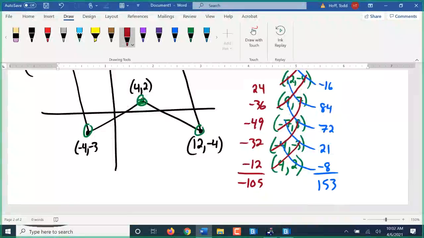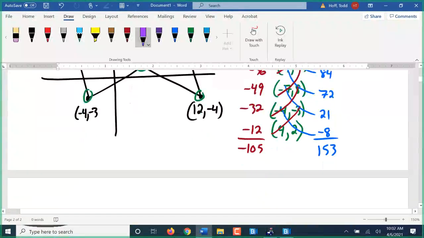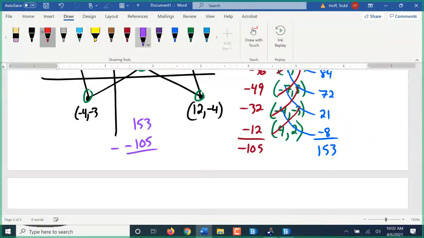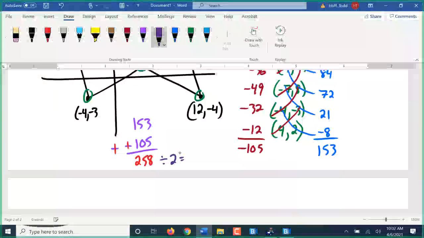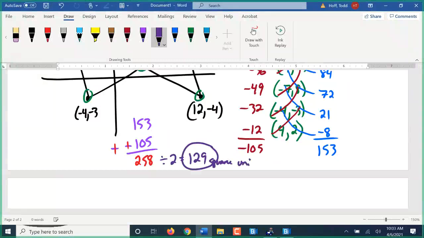So it is still the larger minus the smaller. 153 minus -105. Now remember, minus a negative is the same as adding a positive, so this is just 258. And we'll divide by 2, and get 129 square units. So whatever the units are for the grid points on the graph, that is our units. Square units would be our area.